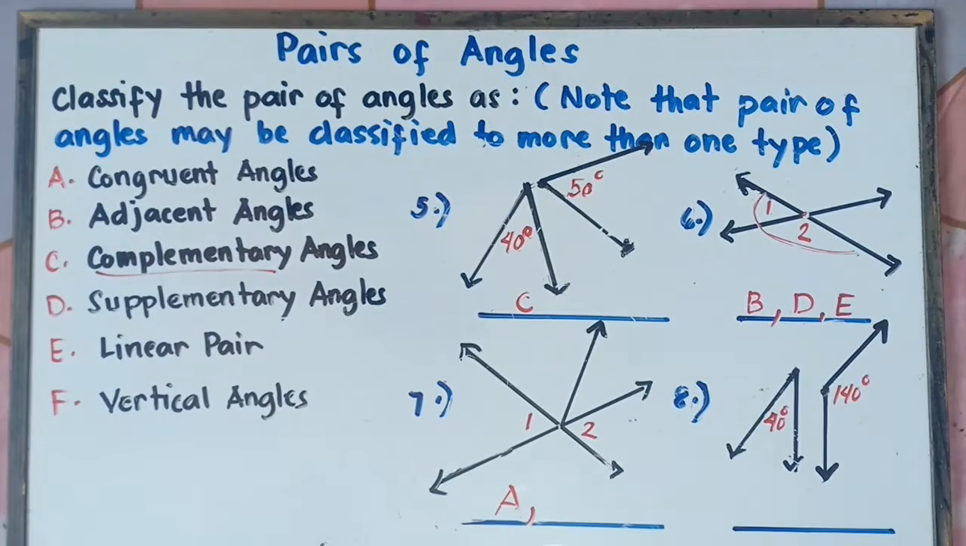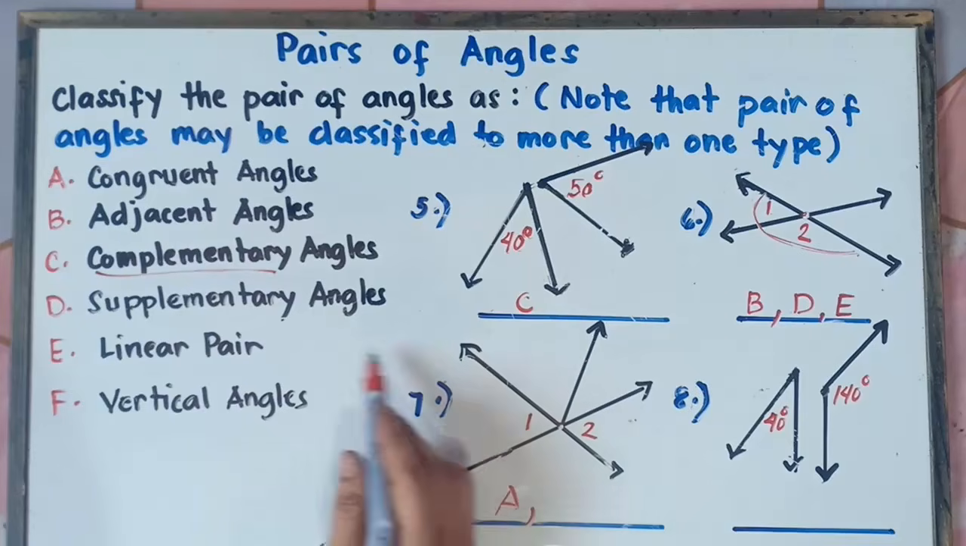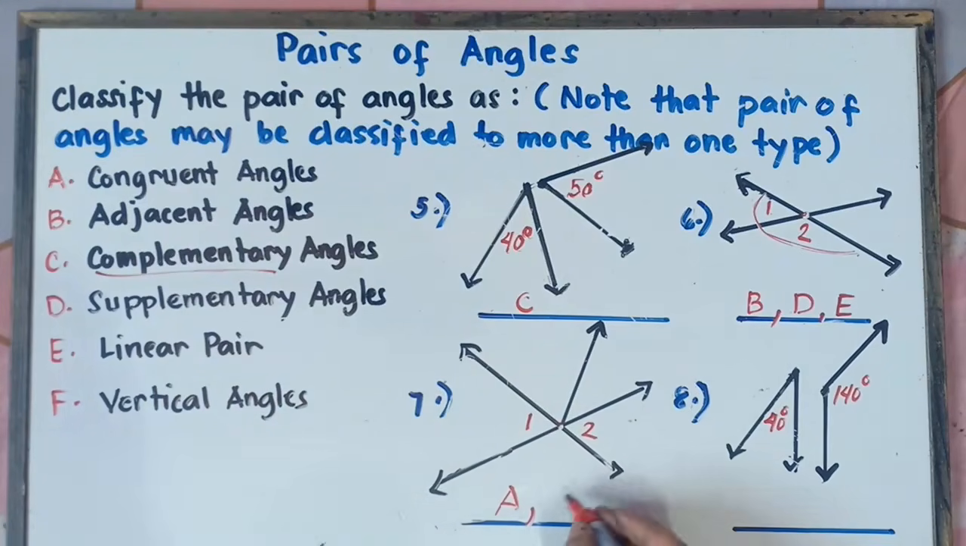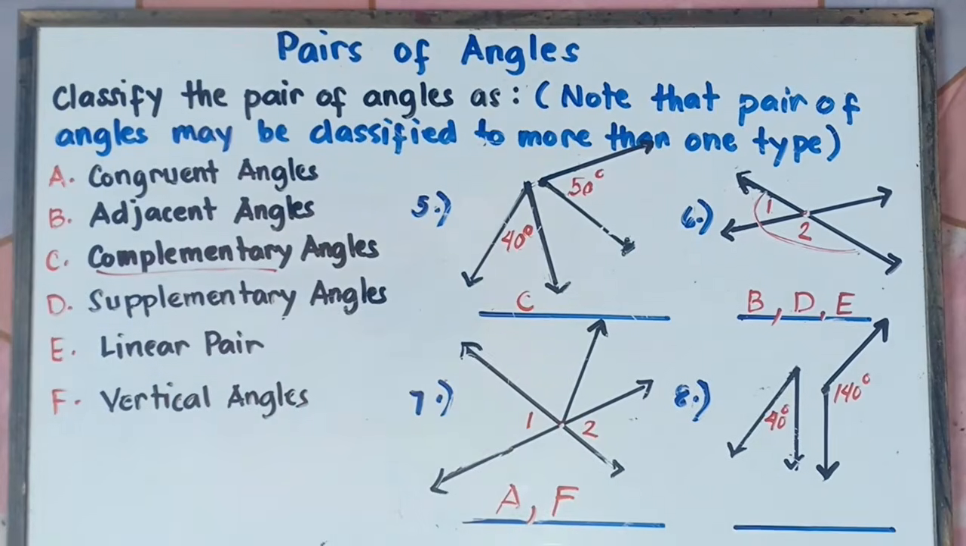Can you call this one adjacent angles? Nope. You can never call this one adjacent angles. They share a common vertex, but they don't share a common side. How about complementary? Nope. You are not sure, class, what will be the measure of angle 1 and angle 2, and you are not sure if they add up to 90 degrees. You can never call this one complementary angles, and you can never call this one supplementary angles as well. And then linear pair, nope. Vertical angle, yes. So that would be A and then F.